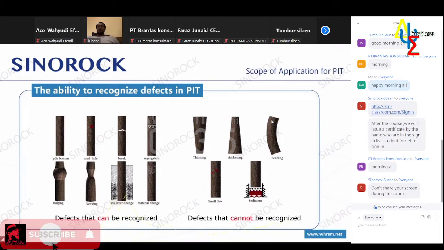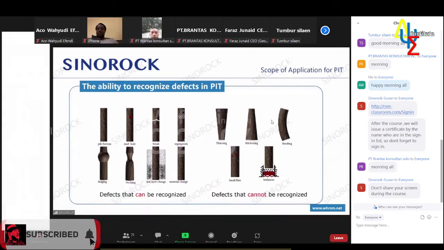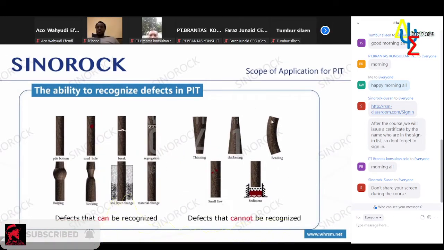What defects can be identified? The pile bottom changes greatly, and the impedance changes greatly due to mud inclusion, cavity, break, segregation, bulging, necking, soil layer change, and material change in the pile body. The defects that can be identified on the left have obvious changes in wave impedance, and those on the right, such as thinning, thickening, bending, small defects, and pile bottom sediment, are difficult to identify.